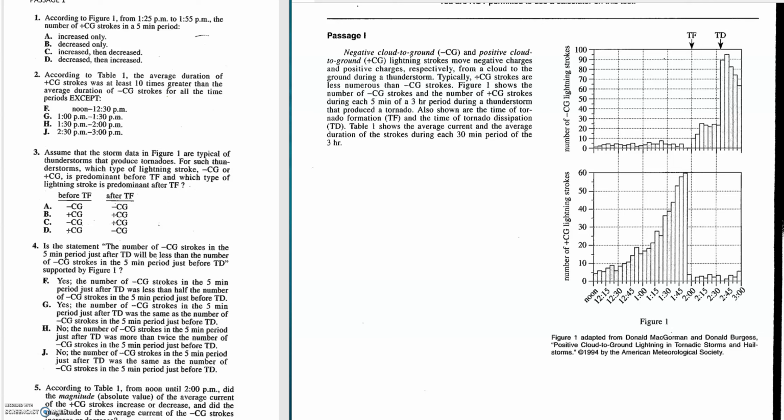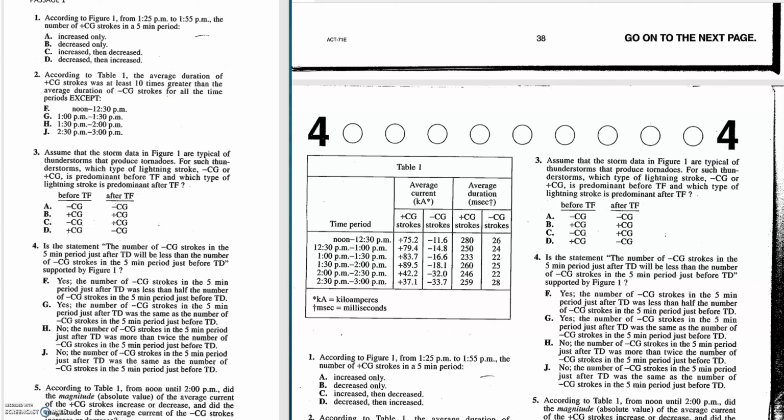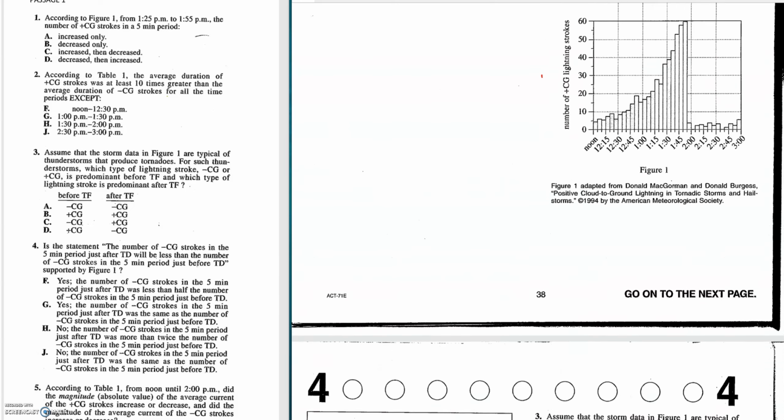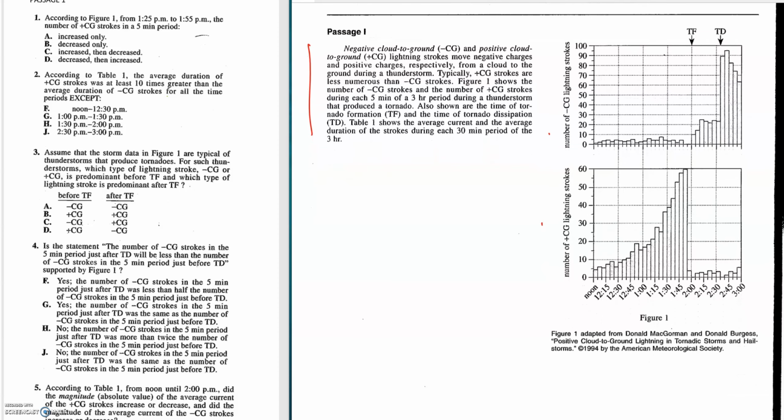Okay, here we have passage 1. And on the right, we see we've got just a little bit of introduction, then we've got 2 graphs. It actually goes on to page 2. We have table 1, average current, average duration, time period. All looks fairly straightforward. And I just see thunderstorms and stuff.